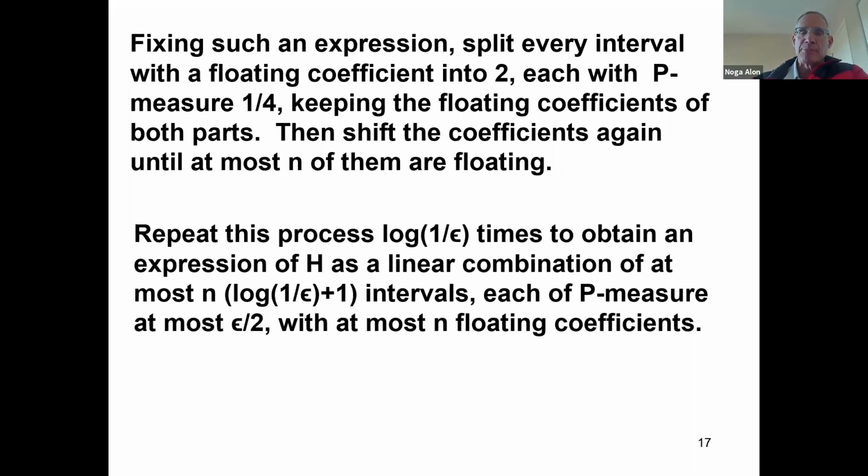So if we repeat this process some log of 1 over epsilon times, then we will get an expression of h as a linear combination of at most n times (log of 1 over epsilon plus 1) intervals, because we do it log of 1 over epsilon times. Each time we add n intervals. And now the measure of any of the small intervals with floating coefficient is at most epsilon over 2. So we make sure that it is small enough.